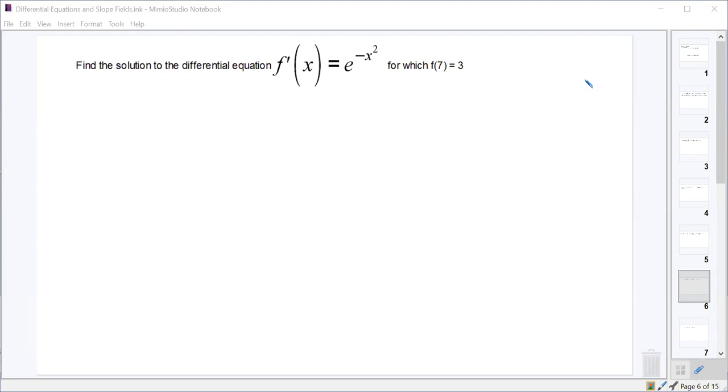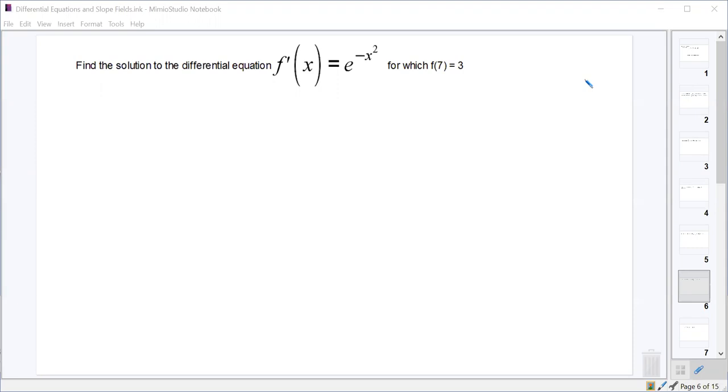Anybody know that integral? No, probably not, because there is no explicitly defined function that is the integral of e to the negative x squared. There are no simple basic functions that you can just take the derivative of and get e to the negative x squared. Seems weird that that's not possible, but it's true.